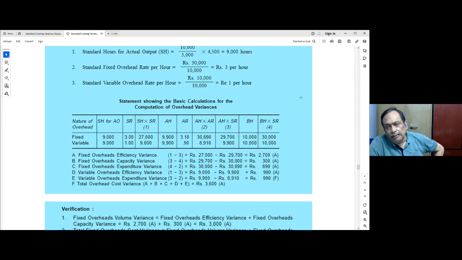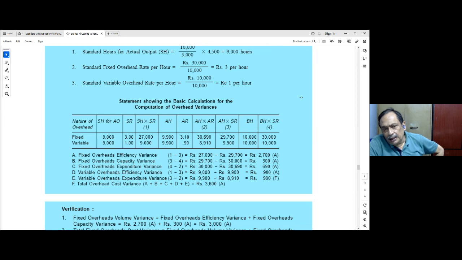There are 10 columns: nature of overhead, standard hours for actual output, standard rate, then SH into SR, that is 1, AH, AR, AH into AR, 2, AH into SR, 3, then BH, and finally BH into SR, that is 4. So under nature of overhead, we write fixed 9,000, variable 9,000. Standard rate, we have already worked out, 3 and 1. Then SH into SR comes to 27,000 and 9,000.